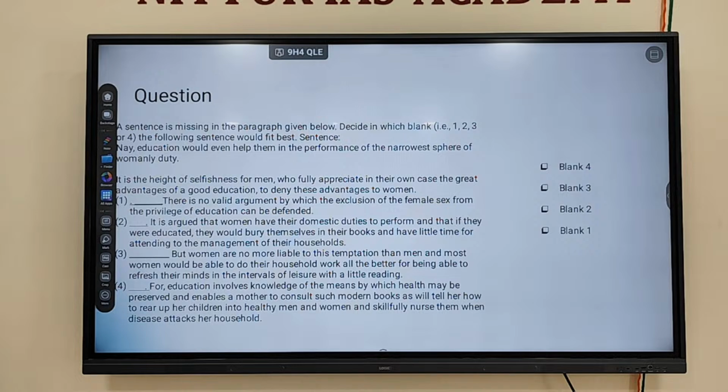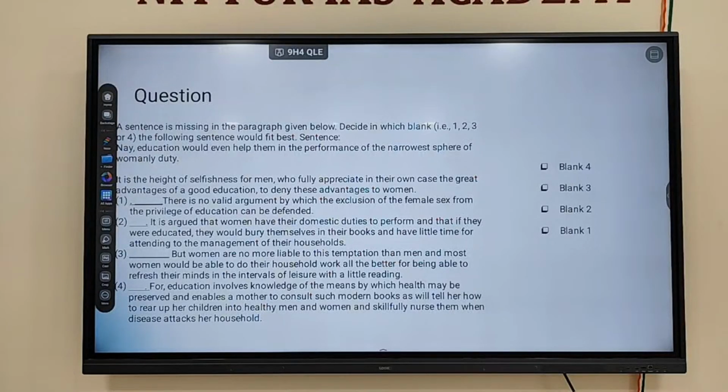Nay, education would even help them in the performance of the narrowest sphere of woman's duty. It is the height of selfishness for men who fully appreciate in their own case the great advantages of good education to deny these advantages for women. Got the point? Education for men versus education for women, denial and acceptance. These are the thoughts that are being expressed.